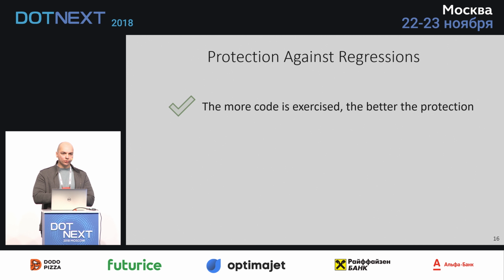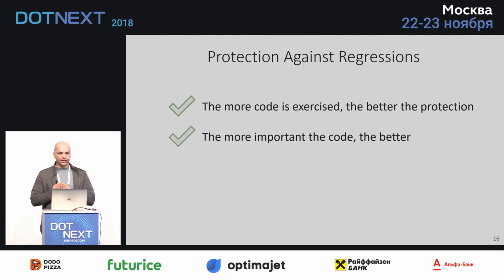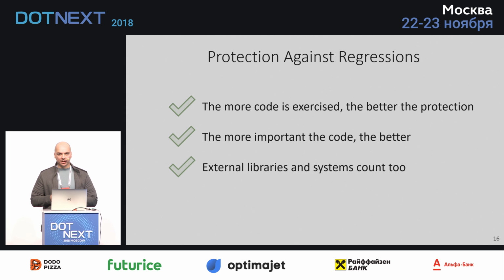So the more code gets executed, the more chances there are that the test will find a regression. And it's not only about the amount of code, but also about the significance of that code. For example, business logic is much more important than some boilerplate code, and so you need to take this into account as well. And also, it's not only your code that matters here, but also the code that you didn't write. So, for example, code of the external libraries or frameworks that you use in your project.